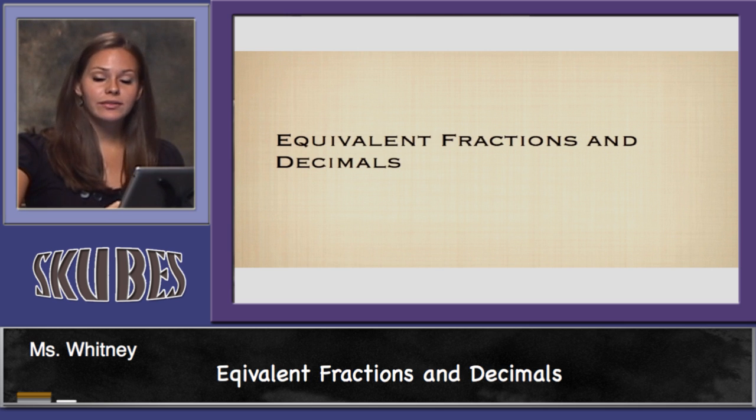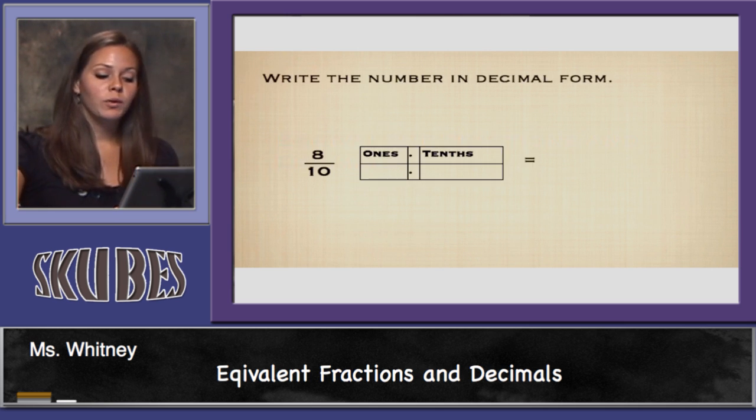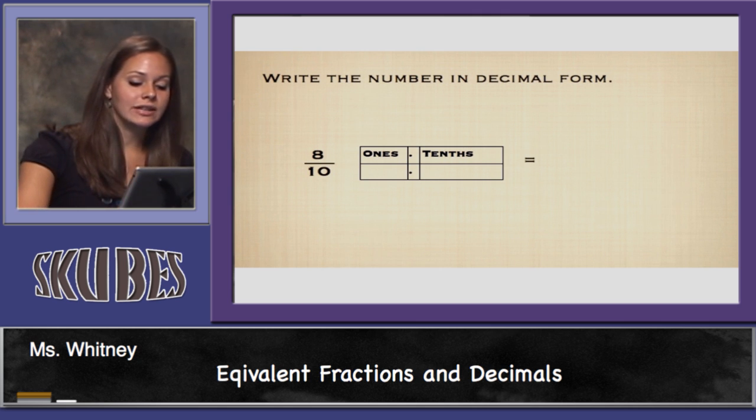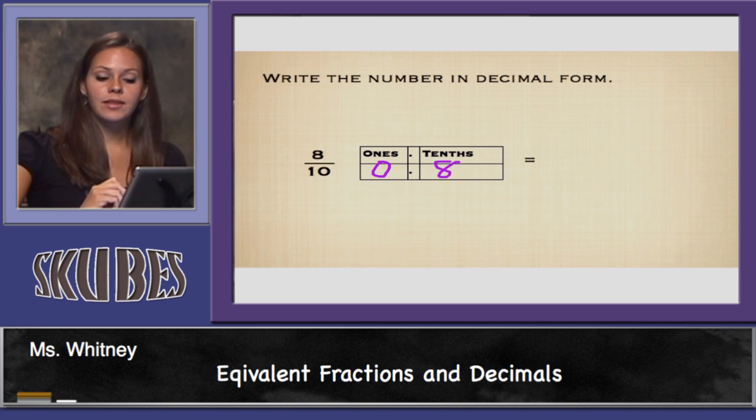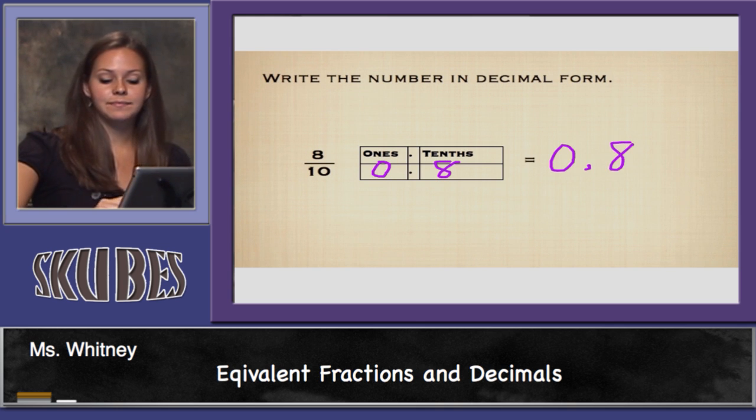Let's talk about equivalent fractions and decimals. We are going to write the fraction 8/10 in decimal form. We have 0 ones and 8/10. We write this as 0 decimal 8.